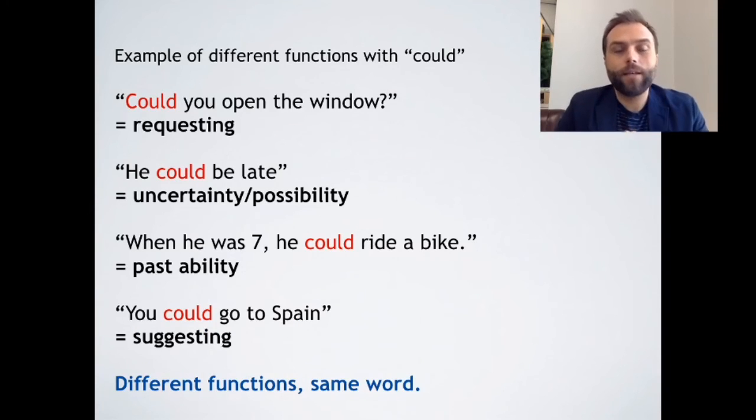So let's have a look at that. So here are some examples of different functions with could. Could you open the window? The function of this is requesting. He could be late. The function of this is showing uncertainty and possibility. When he was 7, he could ride a bike. The function of this is talking about past ability. And finally, he could go to Spain. The function of this is suggesting. So notice the same word, modal verb could, can be used in different sentences with different functions, okay?